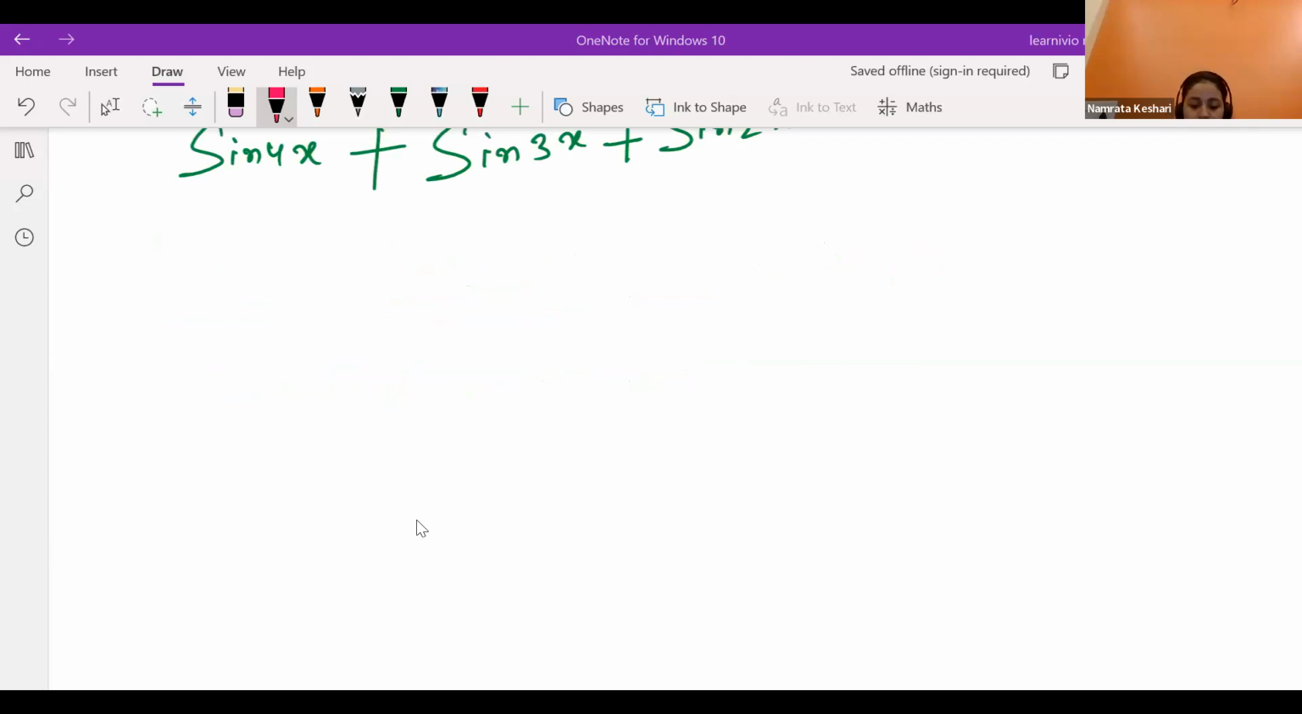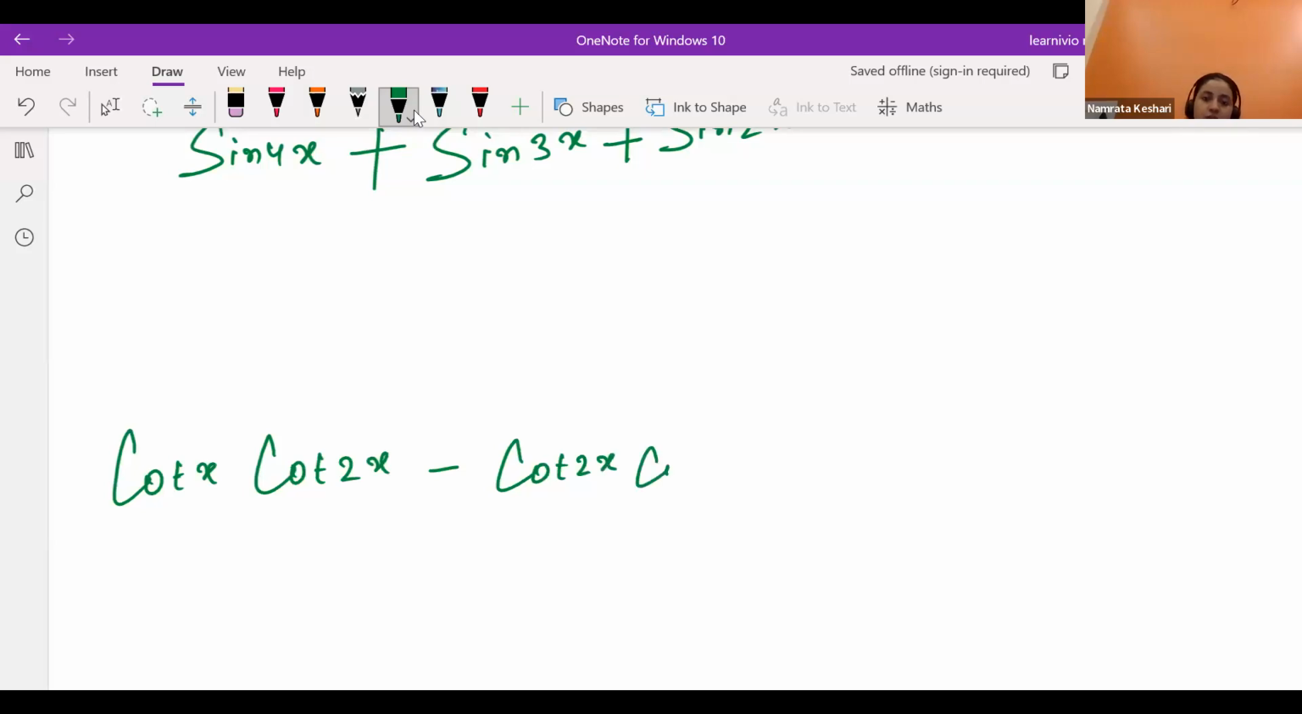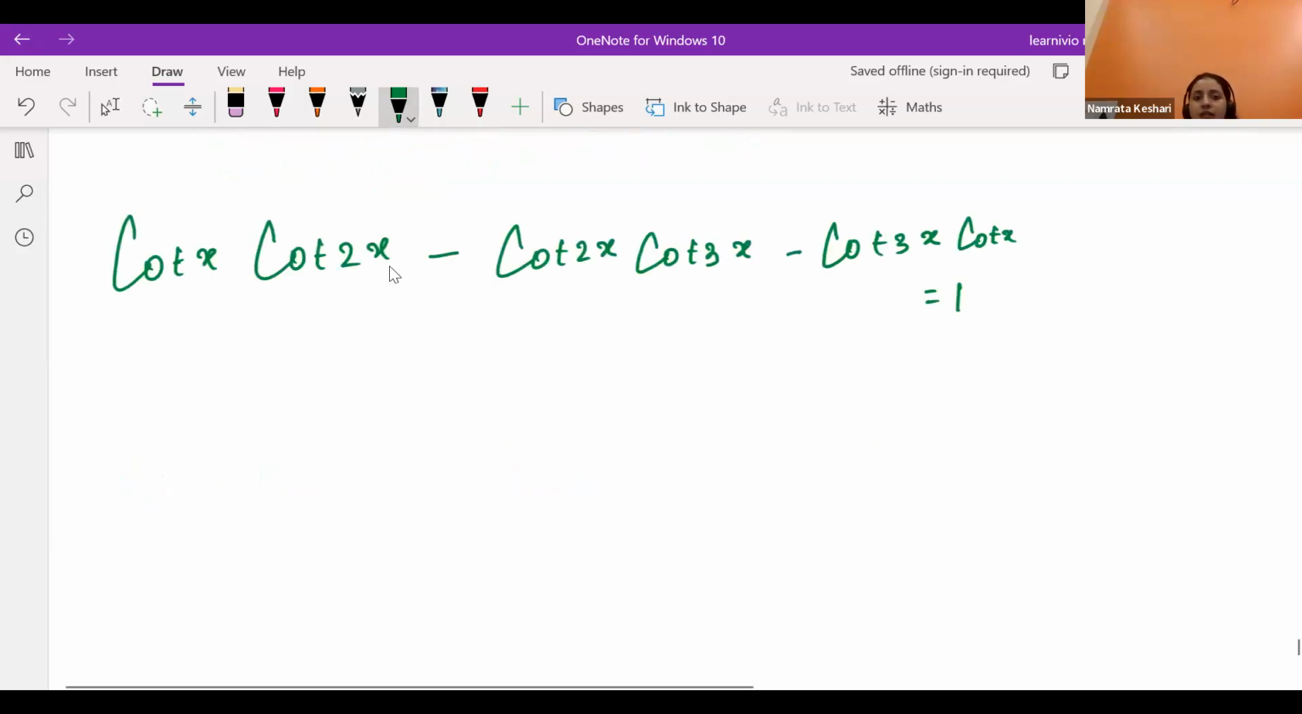Now, the next one is cot x, cot 2x minus cot 2x, cot 3x minus cot 3x, cot x is equal to 1. Okay, let's try proving this one. What can be done over here?